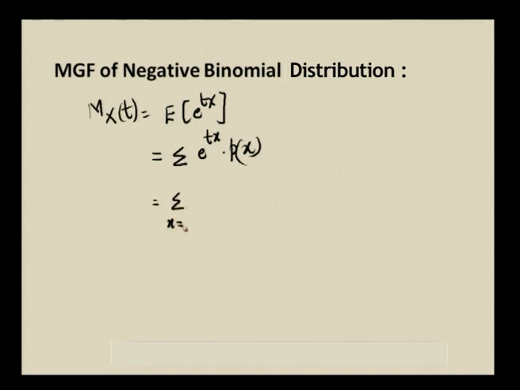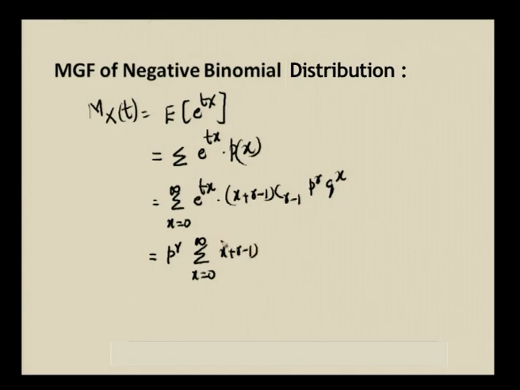So, M_X(t) = Σ_{x=0}^{∞} e^{tx} C(x+r−1, r−1) p^r q^x. And this summation is entirely over x, so p^r is a constant with respect to the summation. We will take p^r outside the summation and club this e^{tx} with q: C(x+r−1, r−1) (q e^t)^x.